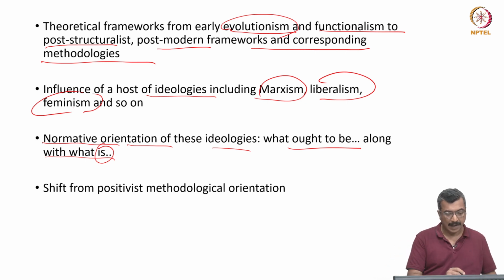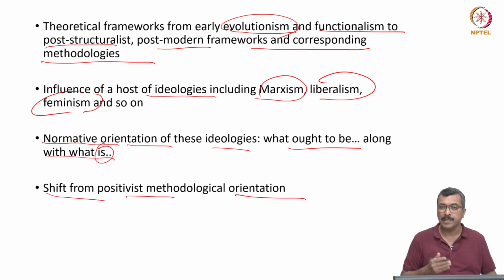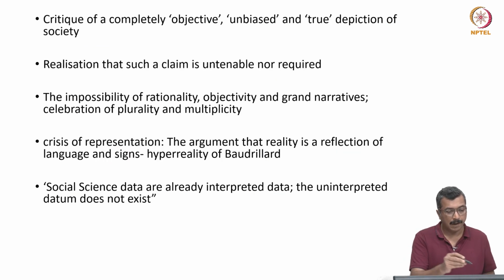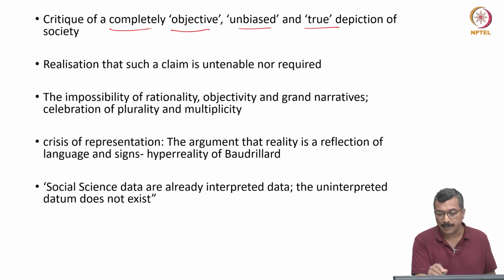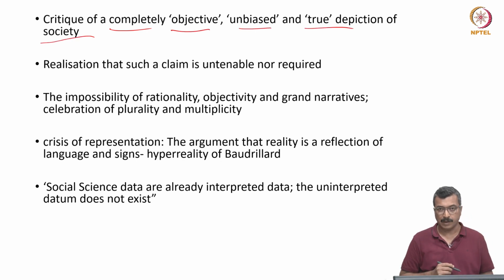At the same time, it also offers a prescriptive imagination about the society, and a shift from the positivist methodological orientation. This again we briefly touched upon: from an earlier insistence on sociology as a positive science, which uses a so-called scientific method, it shifted completely into non-positivist or even anti-positivist orientations. Now, there's a critique of a completely objective, unbiased and true depiction of society. This again is a corollary to the shift from the positivist position, because the positivist position affirms that what you are presenting is an objective truth, an unbiased depiction of a reality out there.